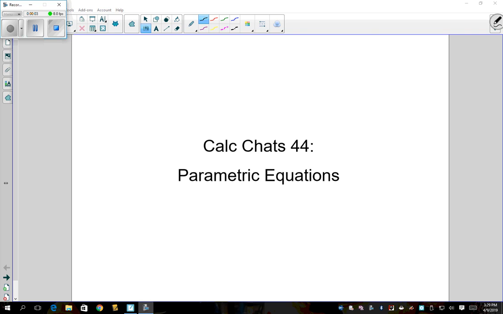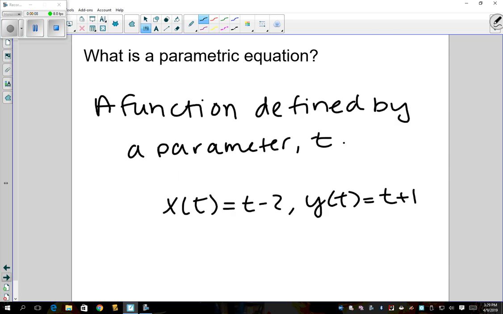Today we're going to be talking about parametric equations. So first we have to talk about what is a parametric equation. We've been dealing with mostly functions in terms of x and y. So f of x equals y. We plug in an x, we get out a value for y. So if I plugged in 2 for my function, I might get out, let's say, 7, for my x and y values.